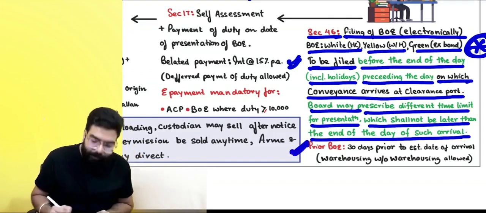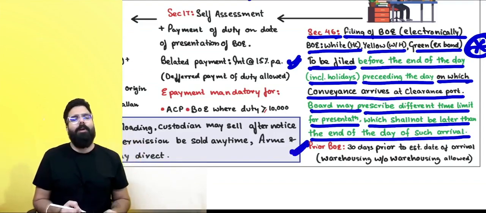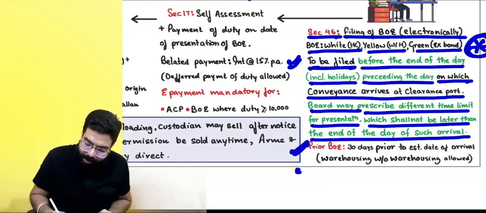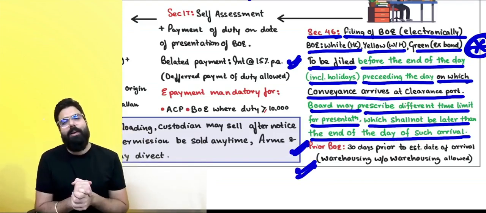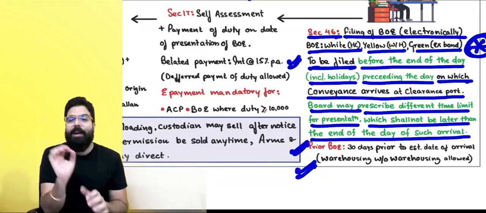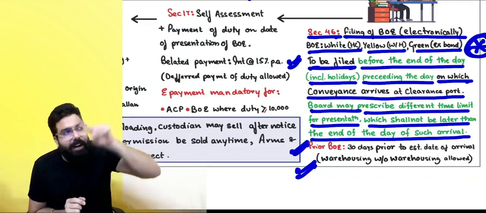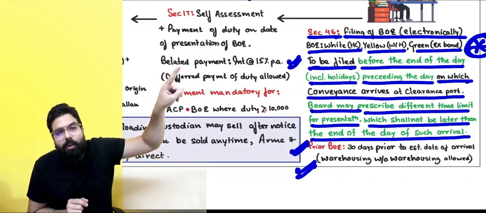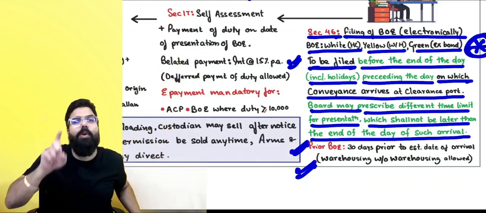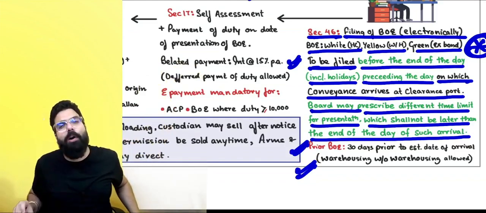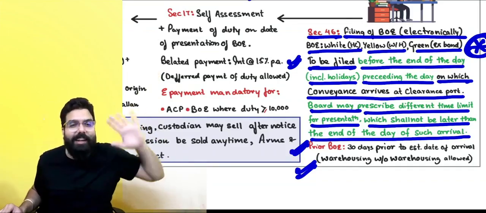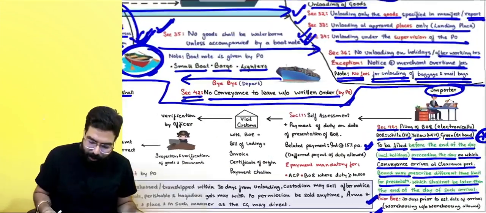Sir, is prior bill of entry allowed? Yes, prior bill of entry is allowed 30 days prior to the estimated date of arrival. And after the goods have been unloaded, if you could not clear the goods because you did not have the documents, then you can tell the officer to temporarily put the goods in the warehouse without the warehousing provisions being applicable to you. Basically, you don't have to give any warehousing bond, and your goods will be transferred to the warehouse. That is known as warehousing without warehousing.